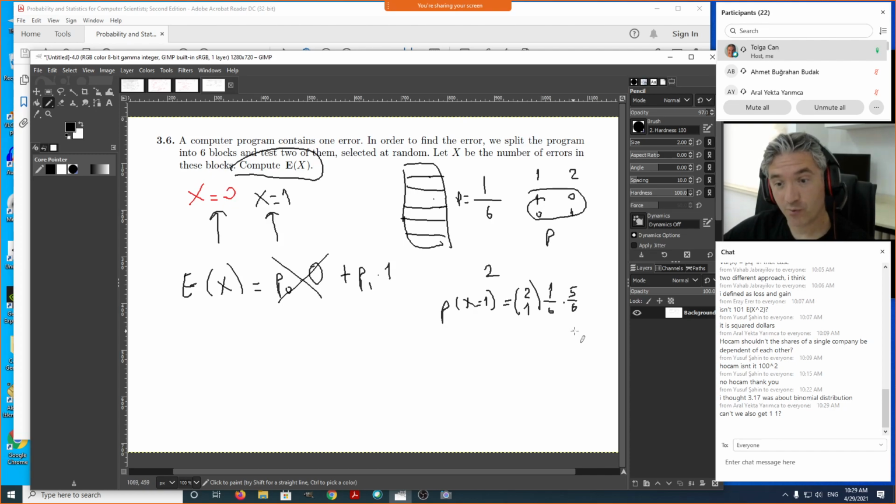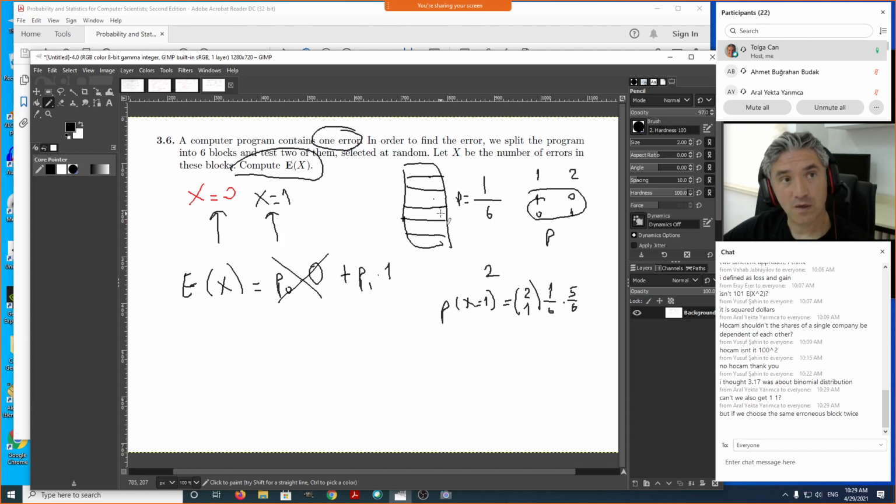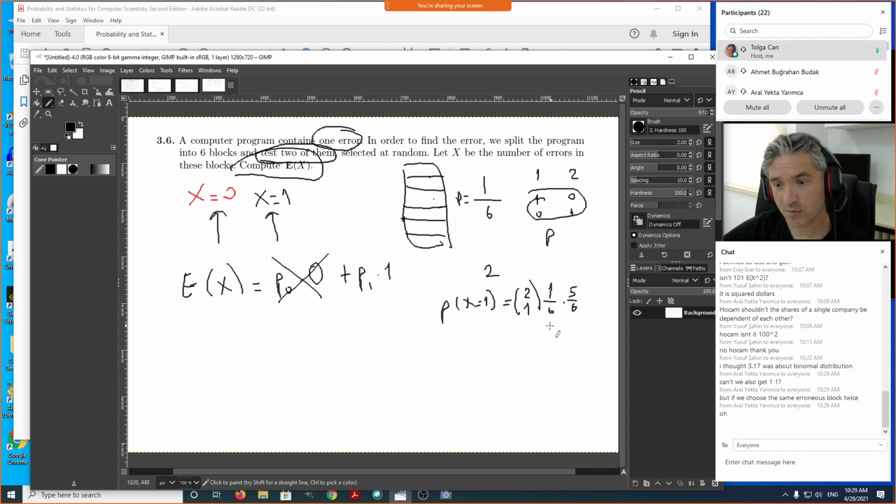No, we cannot get 1 because it contains only 1 error. We are given that we cannot get 1 although it's 1 over 6 in each. We cannot. It says we test 2 of them, so we cannot select the same block again. Okay, so we are going to select 2 of these blocks, so it will be another block.